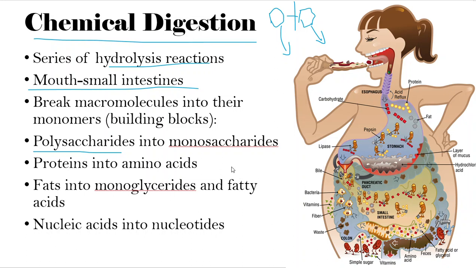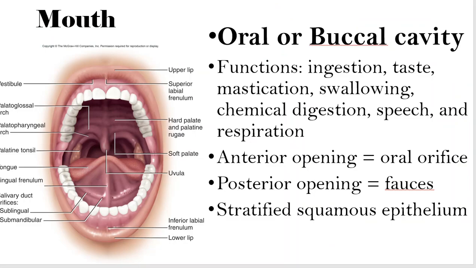Proteins will be broken down into amino acids. Fats, we're going to break them down into monoglycerides and into fatty acids. Nucleic acids, we're going to break them into nucleotides, A, T, C, and G. I don't think the concept should be that big of a deal.